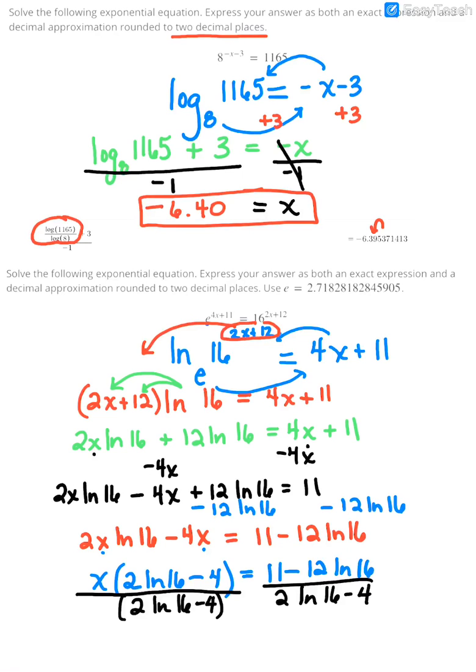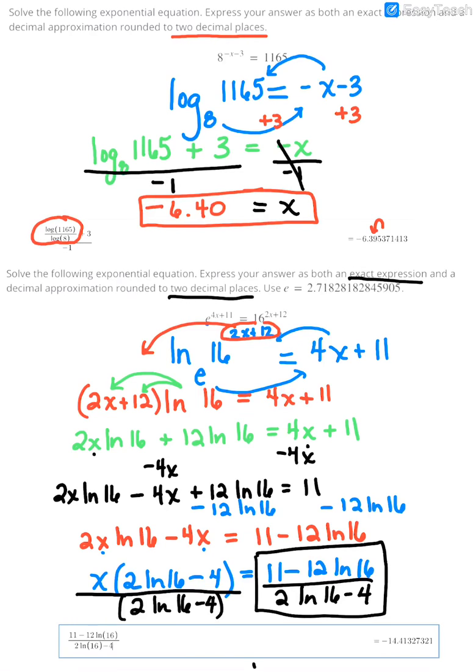And so they're going to ask for your answer to be first written as an exact expression. That's what this would be. And then they want a decimal with 2 places. So as you can see, once I punch this out on my Desmos scientific calculator, when I round to 2 decimal places, my value of x is going to equal a negative 14.41. So that would be the second part of the answer.